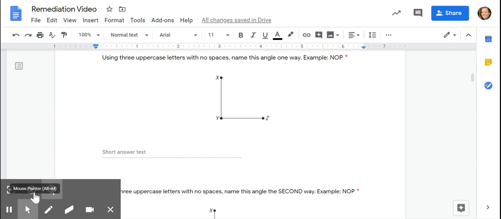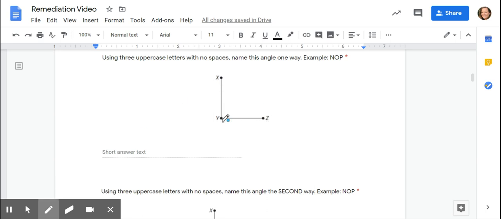Again, another angle naming question. We need to name this angle with 3 uppercase letters, no spaces, one way. So we can see that the vertex is at point Y. As long as you name it with Y in the middle, you'll be correct. There's 2 possible answers. The first is X, Y, and Z, capital X, of course, Y, as best as I can on this computer, and then a Z, all capital, no spaces. Y, the vertex, I'm just going to put a point over that because that's our middle point.